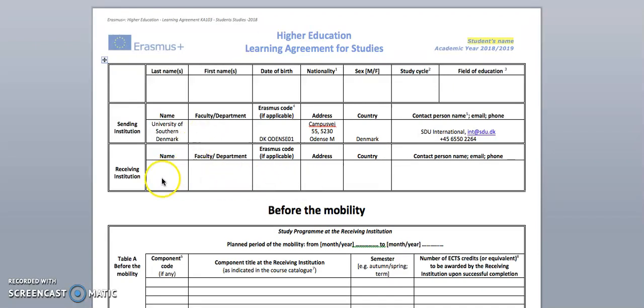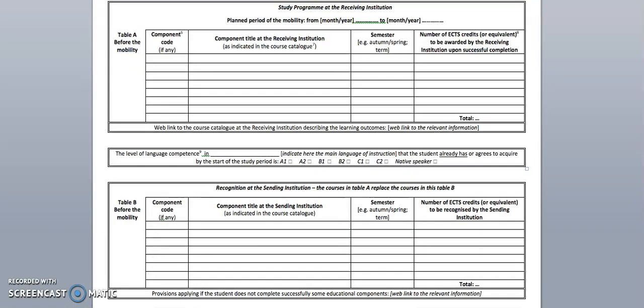The last bar for the receiving institution or host university, you just have to fill in the information that you know. You may not, for example, know the Erasmus code, but that can be filled in by the host university once they receive the learning agreement. So don't worry too much about that. Just put in the information that you can find.